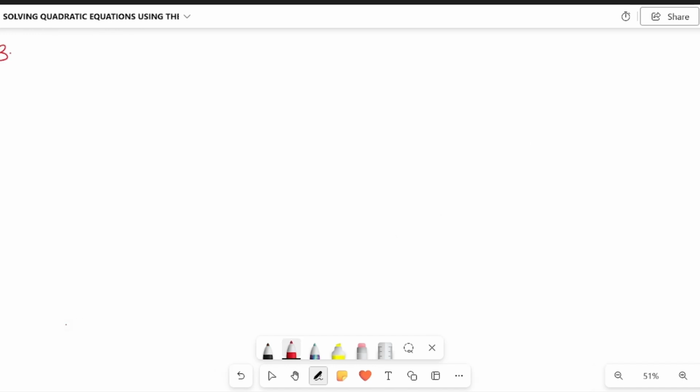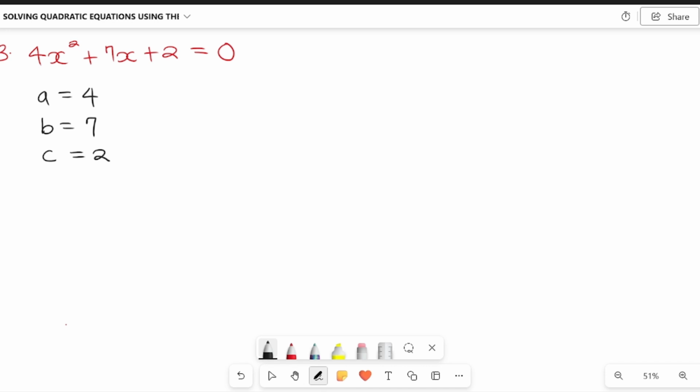Now, the third example says 4x squared plus 7x plus 2 equals 0. Feel free to pause the video and try to solve this equation using the quadratic formula. Okay, let's solve it together. The value of a is 4, b is 7, and c is 2. Again, these are the coefficients of x squared, x, and the constant respectively.